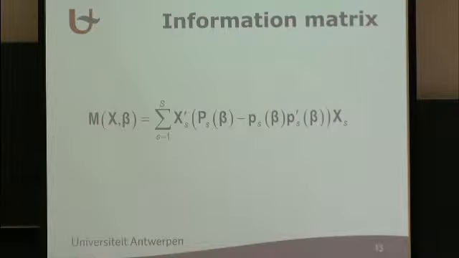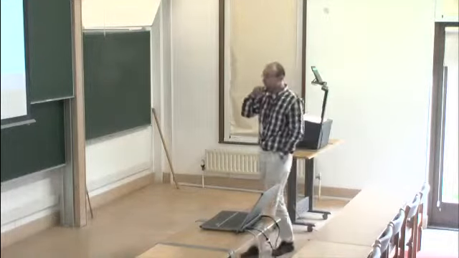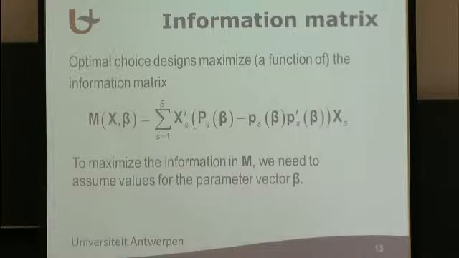Now, what's the idea when you set up a design? Well, you want to optimize the properties of this matrix somehow. You want to optimize the informational content of your experiment, and you do this by seeking the design that maximizes some function of that information matrix. Now, unfortunately, in all nonlinear models, and so also in the multinomial logit model, the information matrix depends on the unknown parameters. So if we want to maximize that information matrix, we need to assume values for the parameter vector beta.